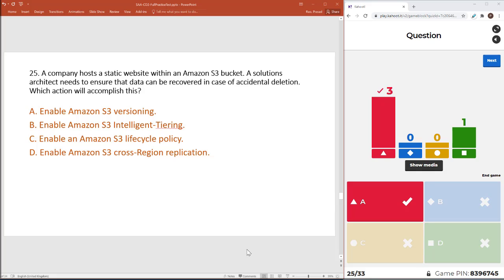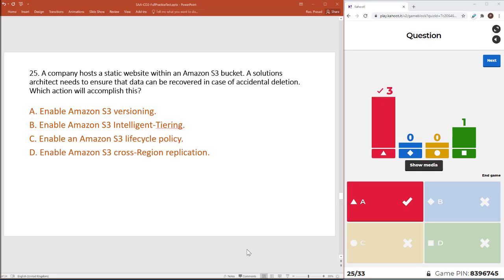Yeah, 3 of you got it right. S3 versioning is the right way. Cross-region replication will also help you, but now even that will not work. Reason being, if you accidentally delete it, then your replication will delete the data even from the other region. So versioning is the only way.